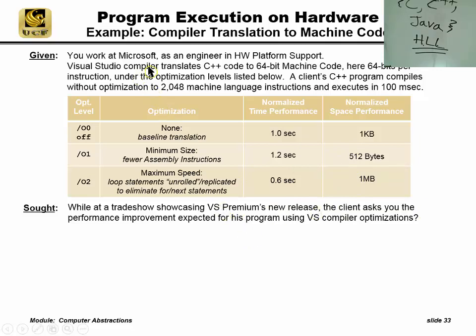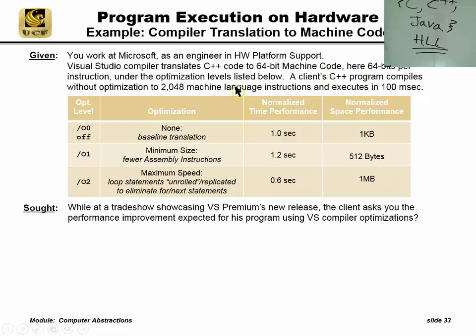This is a very realistic scenario. You work at Microsoft, and that fits on one slide. You work at Microsoft in hardware platform support. What does that mean? Well, you happen to get a job in sales there, and you're at a trade show, and you're talking about this new Visual Studio release, and it's going to translate C code to 64-bit machine code. Output is your objective from high-level language. C++ gets translated into machine code using assembly language and assembler in the middle.